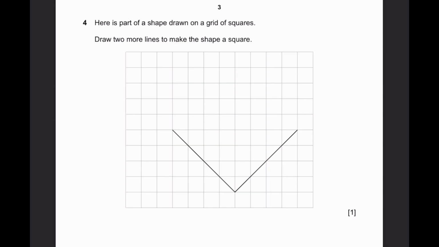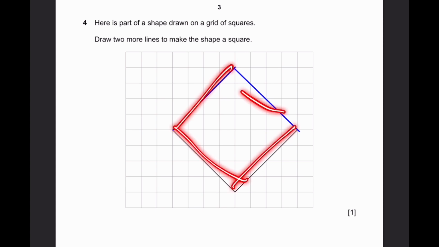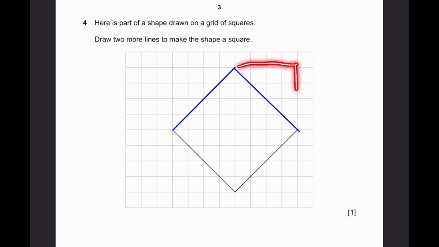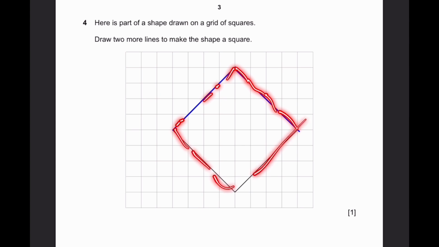Question 4. Here's a part of a shape drawn on a grid of squares. Draw 2 more lines to make the shape a square. So you need to draw 2 more lines which have the same length and which make 90 degrees. So the lines will be shaped like this if you make the calculations. You see the length, all of this is equal. 4 squares diagonally for all of them to make the square.